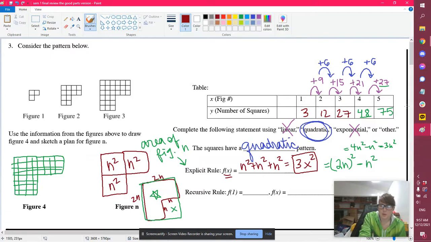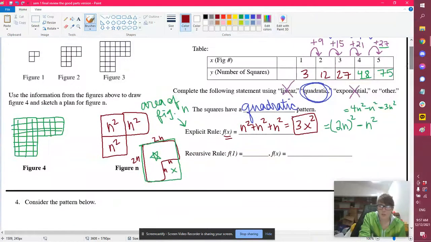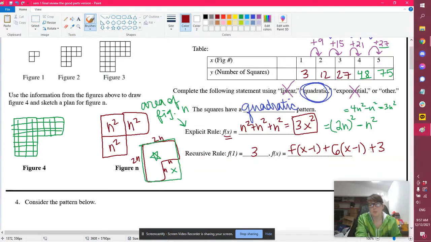The recursive rule is bonus on the test, but the way we do it is we say what f of 1 is. We say that the xth step is the x minus first step, so the one right before it, plus the common difference, the second difference, plus the first one. This is the format for quadratics. Again, this is a bonus.